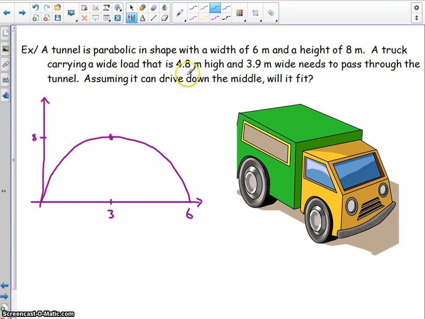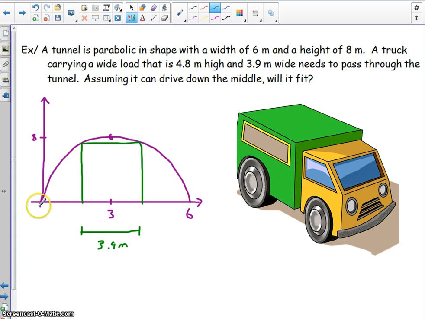So it's 4.8 meters high, 3.9 meters wide. I'm going to try and center the truck around the middle here. So there's the truck driving down the middle. And we're wondering if it can fit. Okay, so just put some measurements on here. This truck right here is 3.9 meters wide along the base. And if you're thinking about where the truck's going to have the most trouble fitting, it's obviously going to be at the edges right here where the tunnel's not as high.